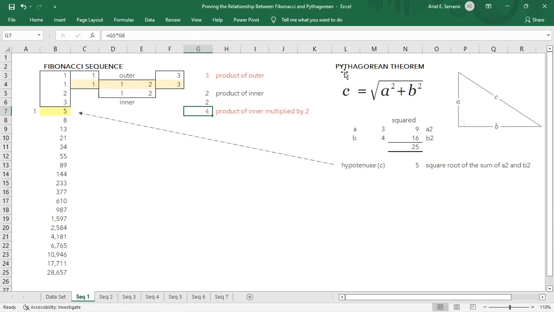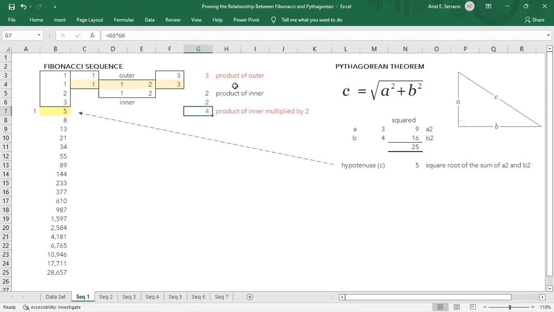Now, applying the Pythagorean theorem in computing for the hypotenuse, which is represented by C here. Because as you will see in this illustration, sa isang triangle, in order for us to get how long itong C na ito, okay? Meron tayo nitong formula, the square root of a squared plus b squared, where a and b are considered the sides. Okay? So if we will apply the product of the outer and then the product of the inner multiplied by 2, we consider this as A and B.